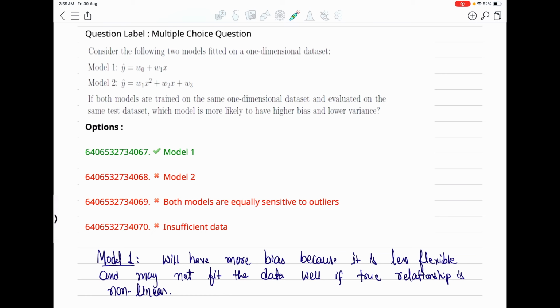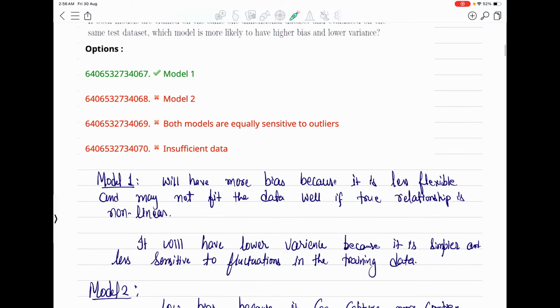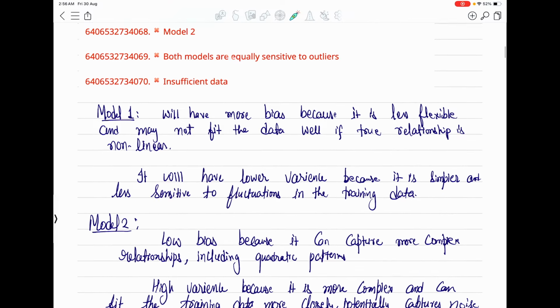The question says that both models are trained on the same one dimensional data set and evaluated on the same test data set. So both have the same training data and test data. Which model is likely to have higher bias and lower variance? The options are these.